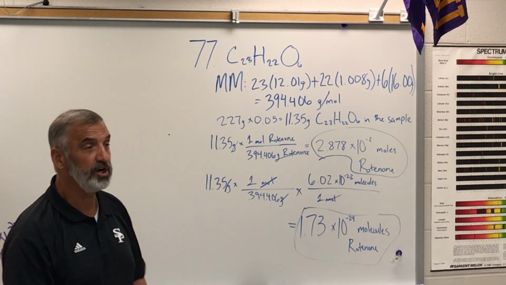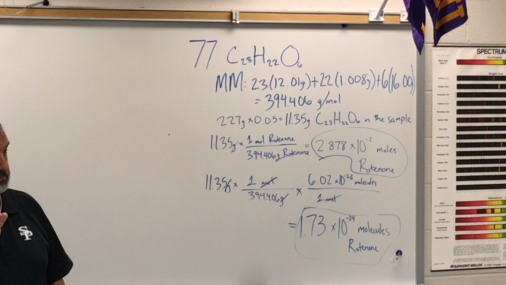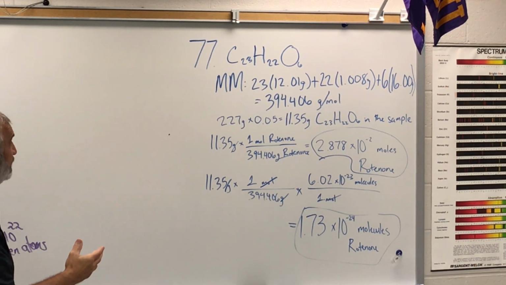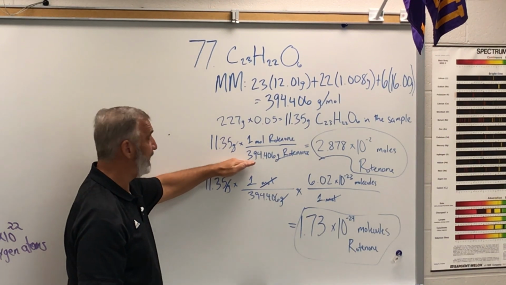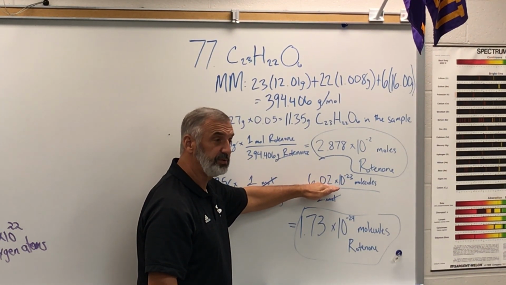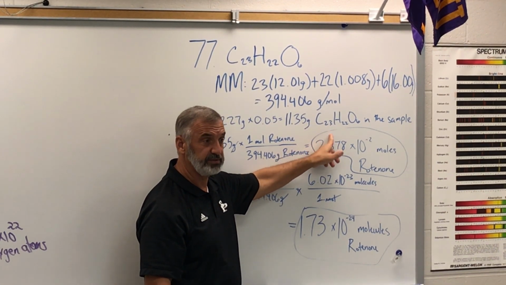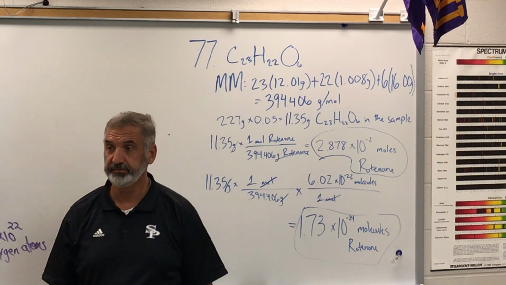So we can go from moles to molecules to atoms using the conversion factors. Grams to moles is the molar mass. Moles to molecules would be Avogadro's number, and then the formula takes us from molecules to atoms. We're all good there?